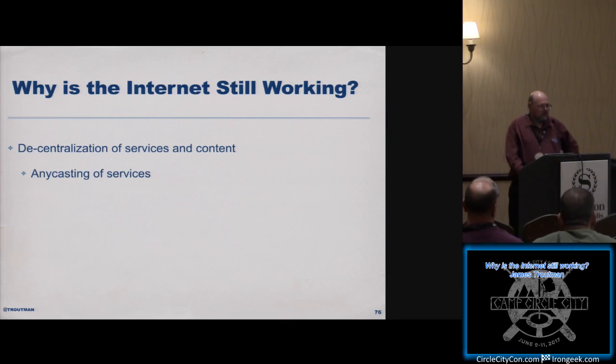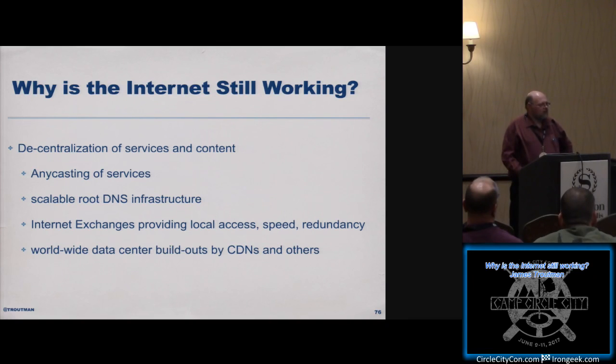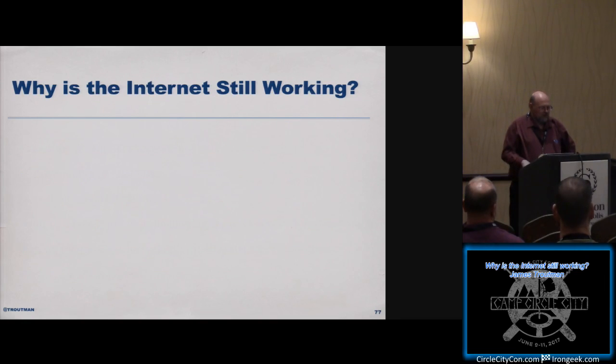The decentralization of services and content because of things like Anycast, scalable root DNS infrastructure, internet exchanges providing local access, and really the build-out of data centers worldwide by CDNs. I think Facebook has something like 14 data centers worldwide. Google probably has a similar number. And these are not small facilities. They are enormous facilities with lots of resources. By having those worldwide facilities, they can continue to scale out the internet with geographic load distribution.